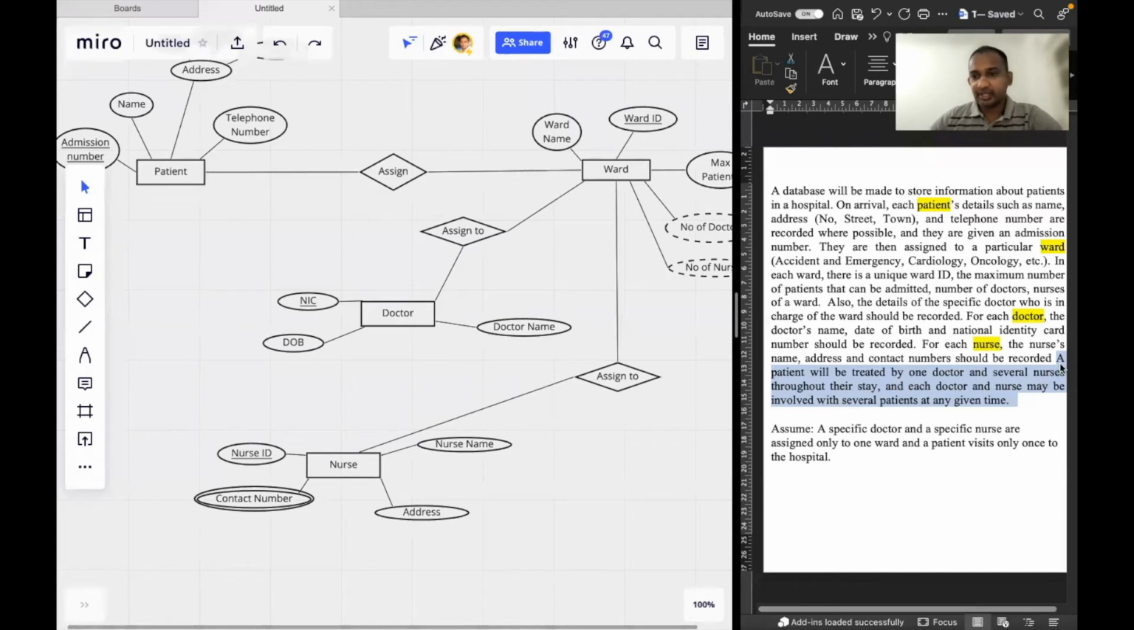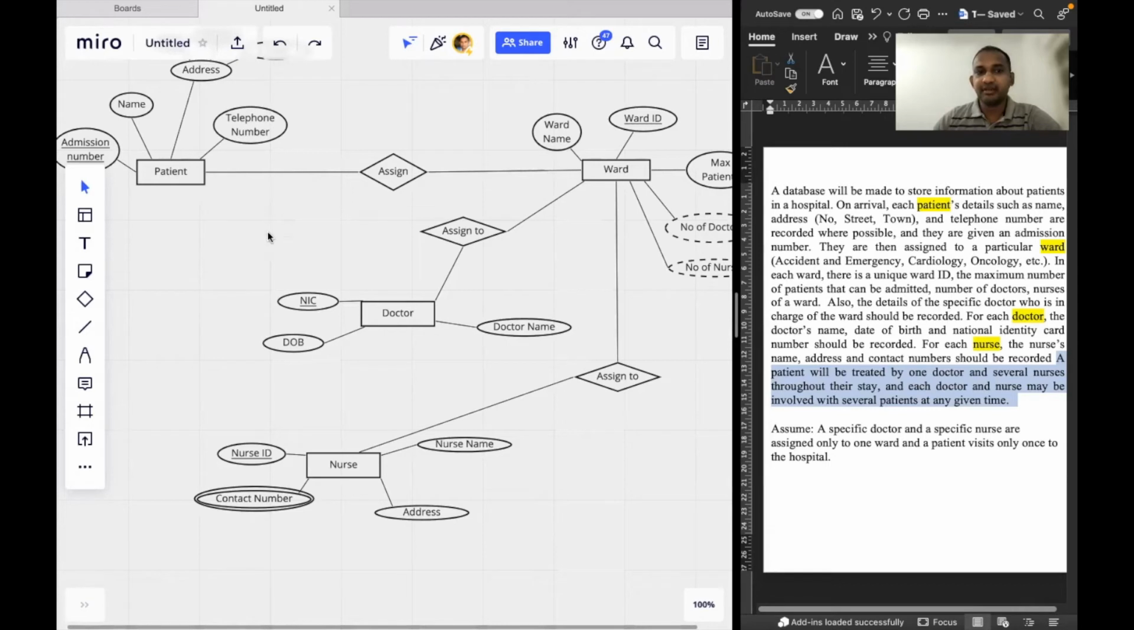Okay, next you can identify that a patient will be treated by one doctor and several nurses throughout their stay. If you take a particular ward, there are several doctors available, but the patient can be treated by one particular doctor and several nurses. So you have to identify, for a patient, which doctor treats them. Therefore, you can identify there should be a relationship between patient and doctor.